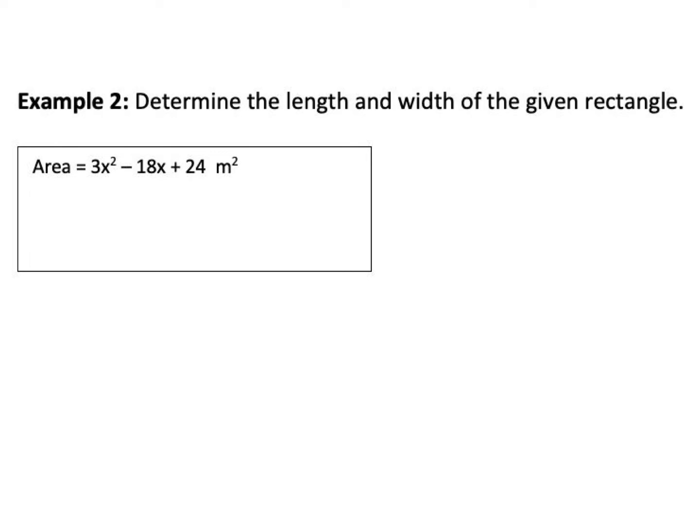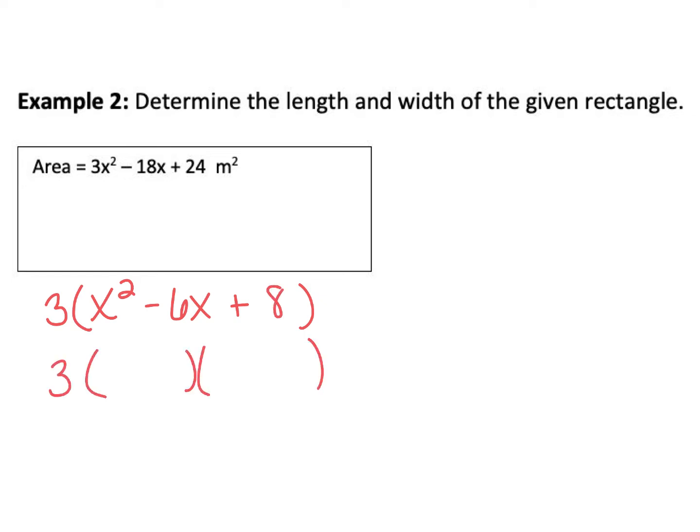Let's try another very similar one. Again, we're given an area, this time in square meters. I have a leading coefficient of 3, so I'm going to see if I can begin by factoring that out to find my length and width. That gives me x squared minus 6x plus 8. And then I'm going to try to factor this trinomial into two binomials. Again, off on the side, do your tic-tac-toe. Pause and press play when you're ready to check your answer.